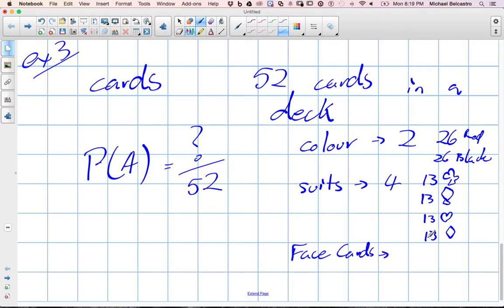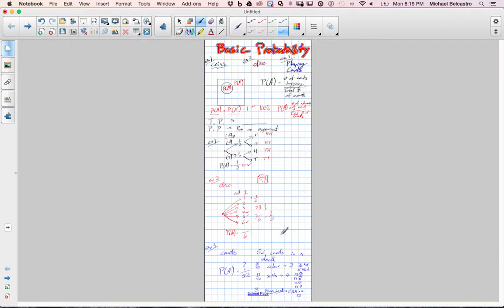So per suit, how many face cards are there? You have your jack, your queen, and your king. So there's 3. And how many suits are there? 4. So you have 3 times 4, which means there are a total of 12 face cards in a deck. As long as you know how a deck is set up, you can build from there. So the probability of drawing a face card is 12 out of 52. Probability of drawing clubs, 13 out of 52. Probability of drawing black, 26 out of 52. All of these are different types of probability, and these are the types of random number generators you're used to finding probabilities for.